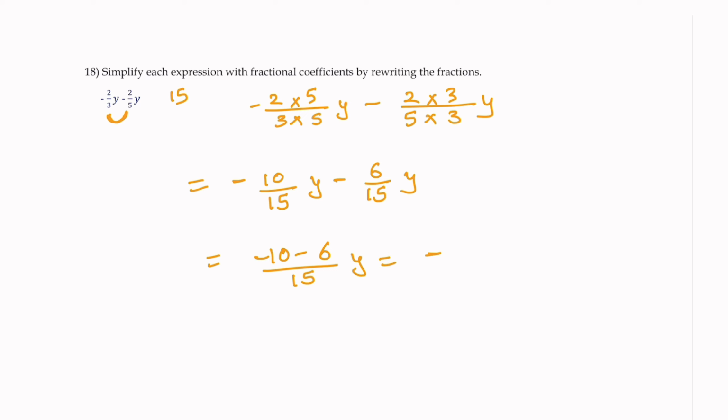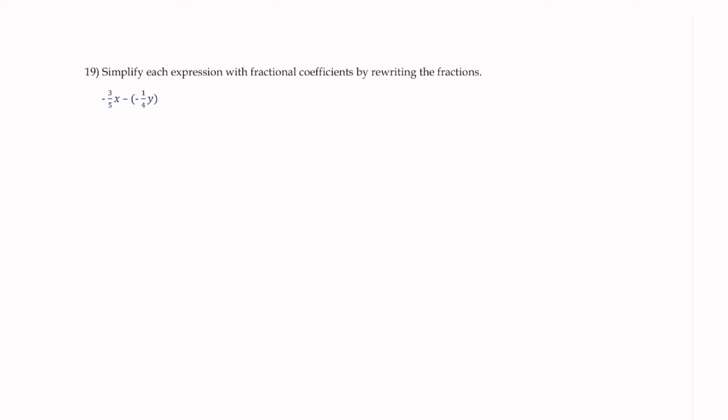That is minus 16 over 15y, because minus minus, both are negative numbers. When the numbers have the same sign, we add them and put the respective sign. We will rewrite this equation. This becomes 3 over 5x, and this is plus 1 over 4x.